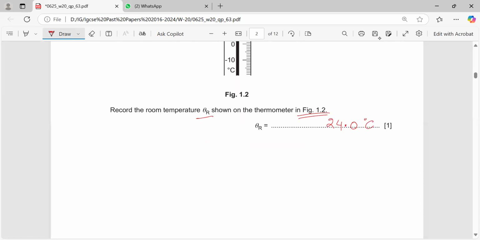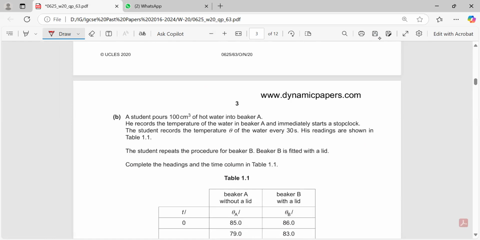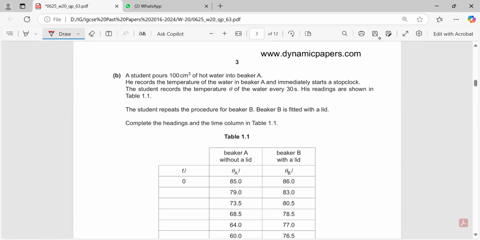Okay, next is, my dear friends, a student pours 100 centimeter cube of hot water into beaker A. He records the temperature of the water in beaker A and immediately starts a stop clock. So the student records the temperature theta of the water every 30 seconds, means at intervals of every 30 seconds. His readings are shown in table 1.1.